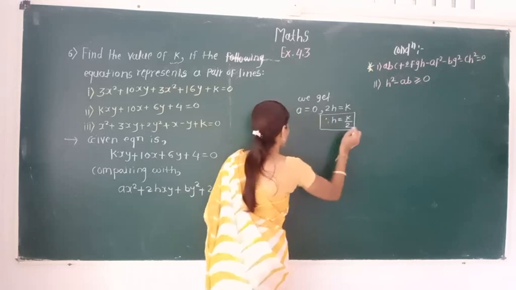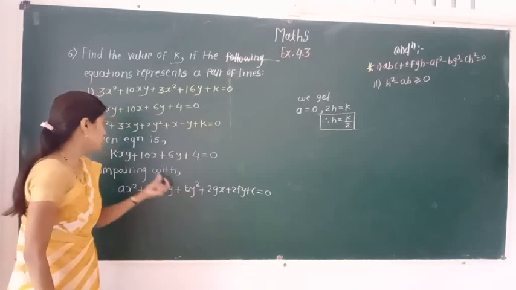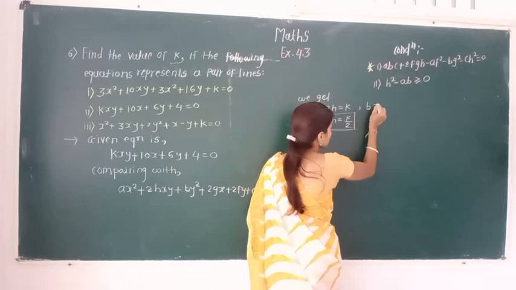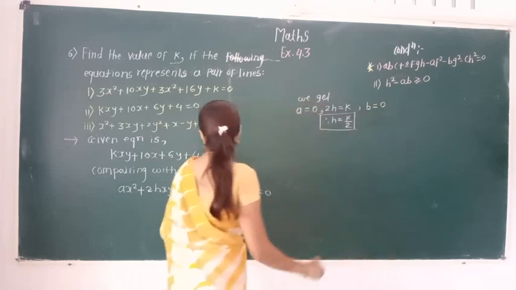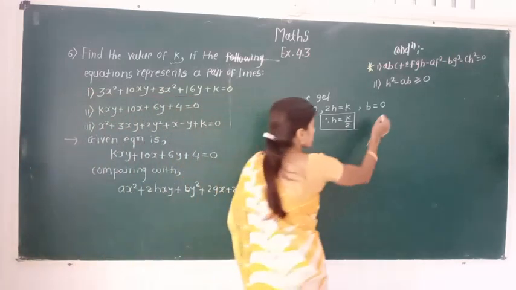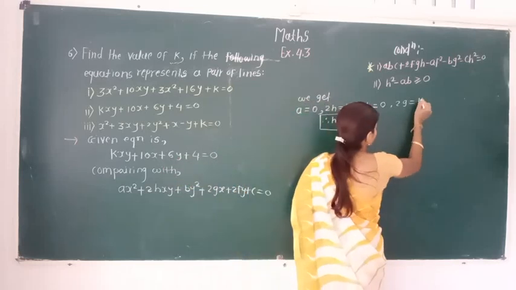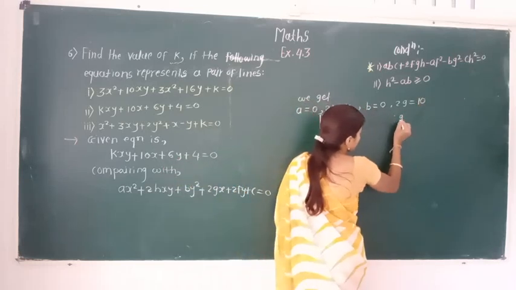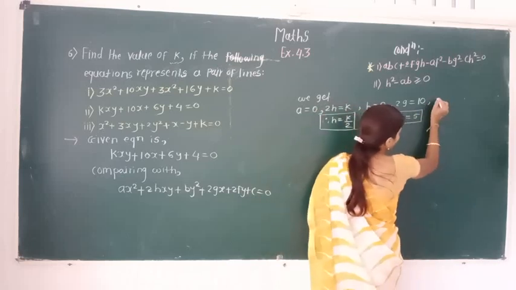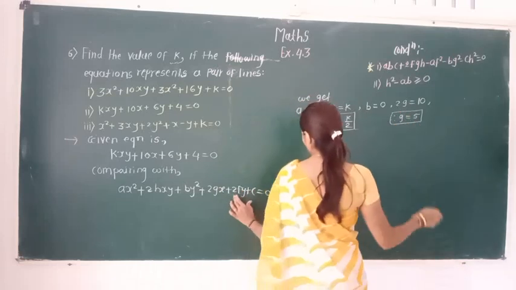Now the coefficient of y square is here b, but in this equation the y square term is absent, so take the coefficient of y square as 0. Now the coefficient of x is here 2g, and 2g gets here 10. Now we can write here value of g is here 5. Then coefficient of y is here 2f.